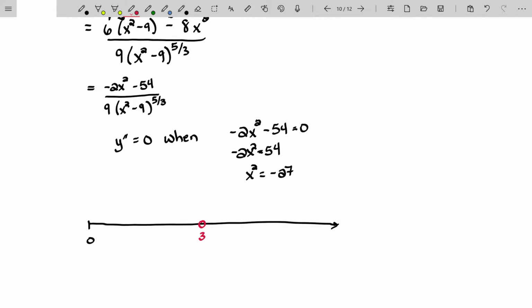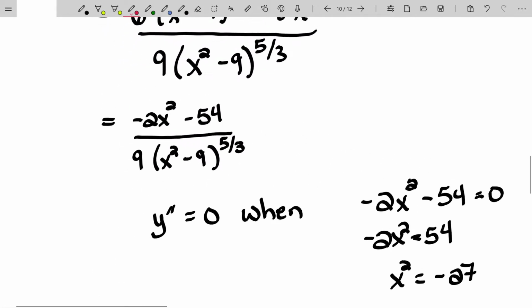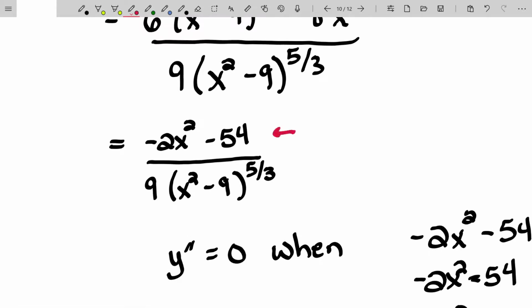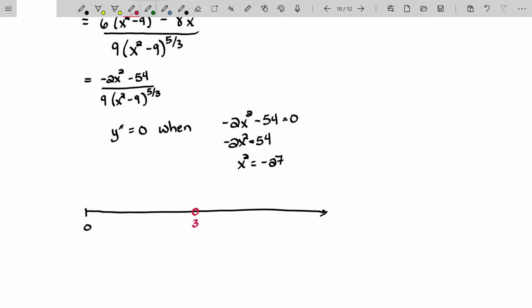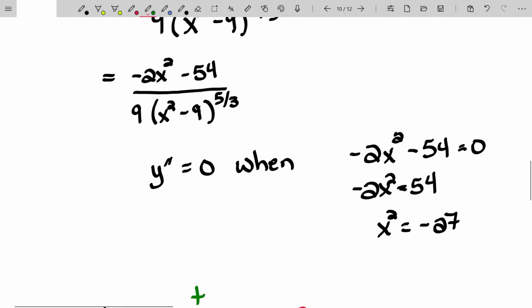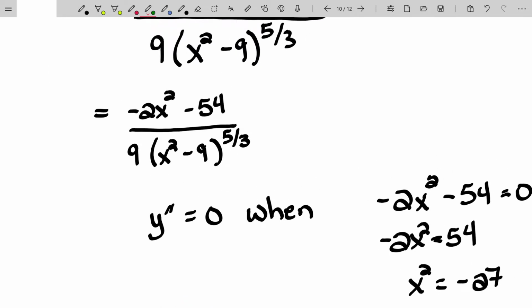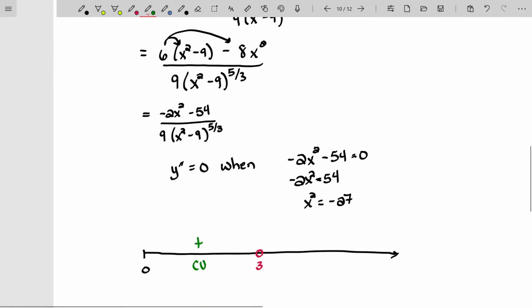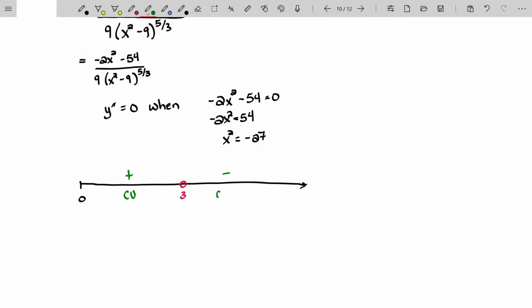Pick any number between 0 and 3. Let's do 1. The numerator will be negative and the denominator will actually be negative. So it's concave up because negative over negative is positive. So our curve is concave up there. Now, if you plug in a number greater than 3, like 20, again, the numerator is negative, but the denominator will be positive. So negative over positive is a negative, and we have concave down, and we now have everything we need.